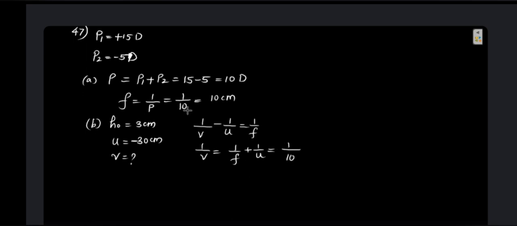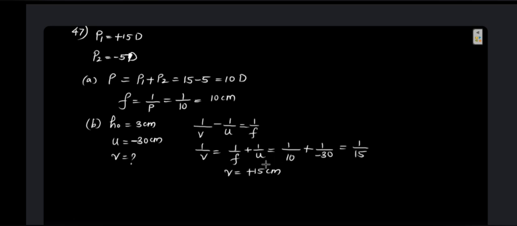Together it is behaving like a converging lens, a convex lens, with positive focal length: plus 1 upon minus 30, that is going to be 1 upon 15. So V will be equal to plus 15 centimeters. Okay, so it is going to form the image which is having an image distance of 15 centimeters.